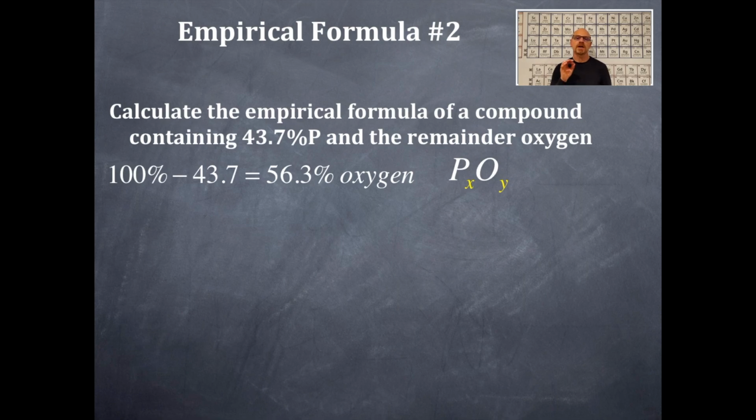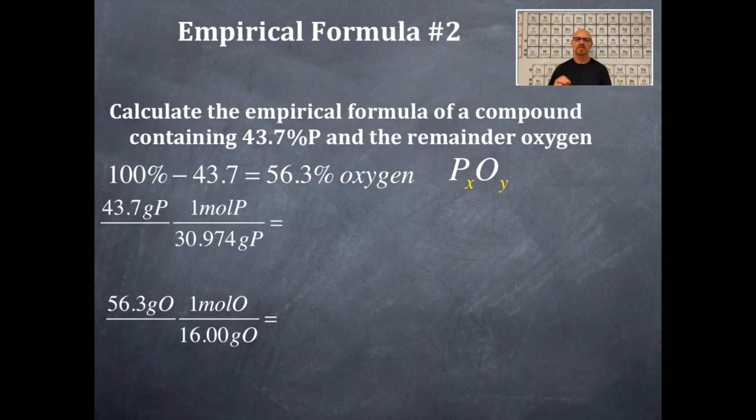I'm going to convert the 43.7 grams of phosphorus into moles of phosphorus and the 56.3 grams of oxygen, convert that into moles of oxygen. And here is the first step, converting the phosphorus. This is using the molar mass, of course, and then using the oxygen molar mass. Again, oxygen is not diatomic. That Y is not necessarily a 2, and certainly it's a compound and not an element, a molecular element all by itself that's diatomic. I'm going to do the math on here, and this is what I get.